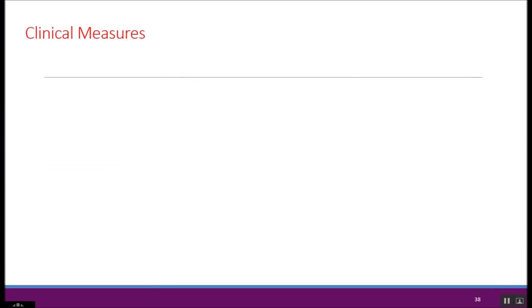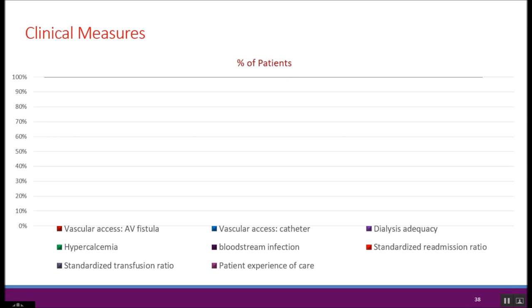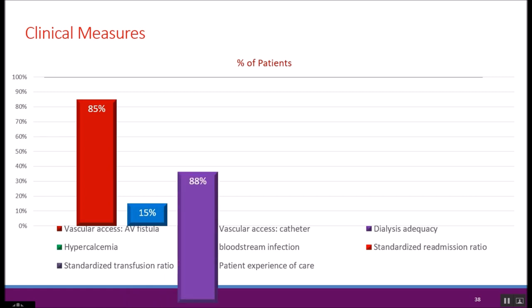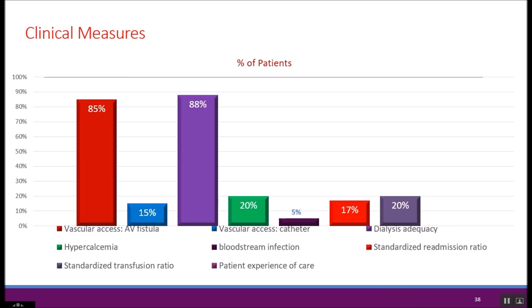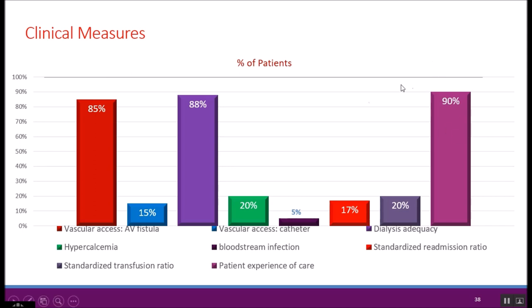The clinical measurements could be reported like this. How many patients with arteriovenous fistula or catheters? How many patients have an adequate Kt/V? How many patients have hypercalcemia? Who of them have bloodstream infection or recurrent hospitalizations or have blood transfusions? So the overall approach is based on the clinical background, with many clinical measures during hemodialysis.